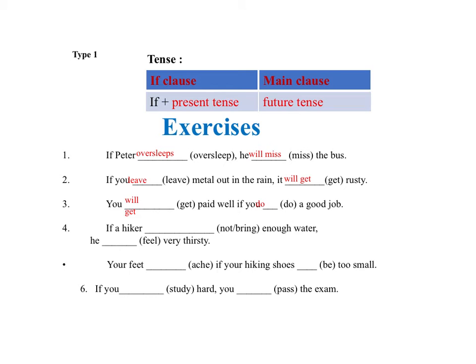Okay, well, next we have if a hiker, and then it's not bring. So, what's your answer? Well, it should be if a hiker does not bring. And why is it does? Well, we need to add that because a hiker can be he, she, or it, okay? If he does not bring, if she does not bring, okay? If it does not bring, okay?